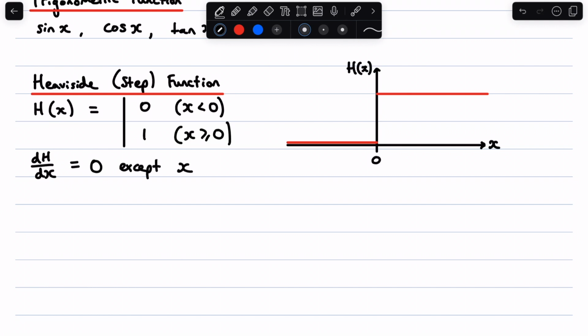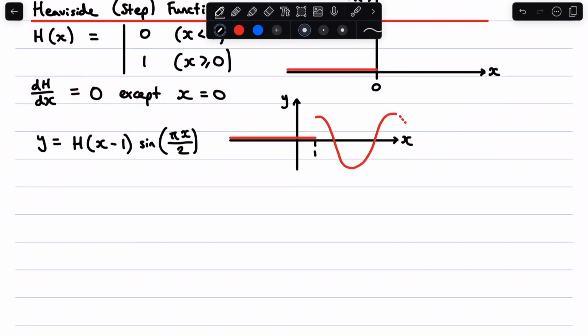An example of where this might come in handy is when you want the function to equal 0 until you want it to switch on. The example I've given here is the Heaviside function times a sine function, and the x minus 1 here represents how it will carry on past 0, until 1.